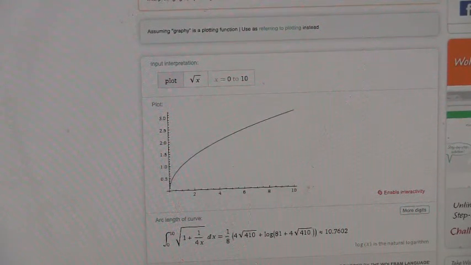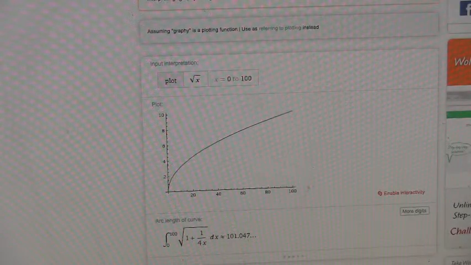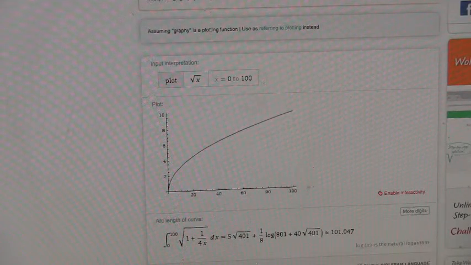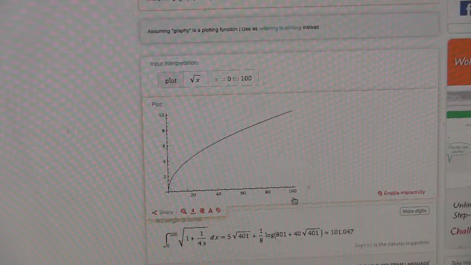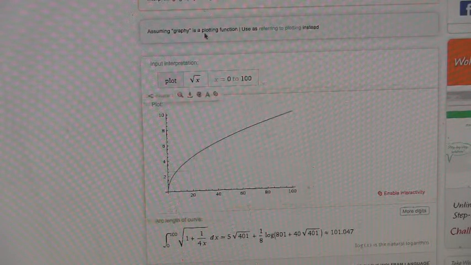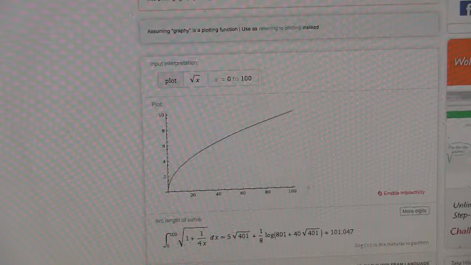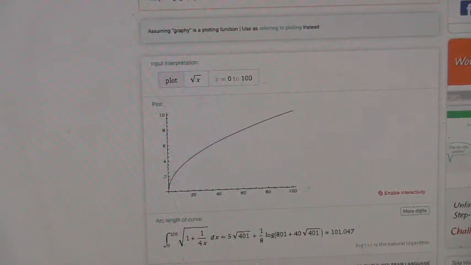So I wonder if I change this from 0 to 100, what it would look like. Would it look flatter, or would it keep trying to fool you a little bit? It's still trying to fool you a little bit. Remember, this is only going up to 10, and how far is it going out over here? 100. Okay. So I don't know how to force Wolfram Alpha to graph it. You could try it to infinity, but I don't think it would be able to do that.